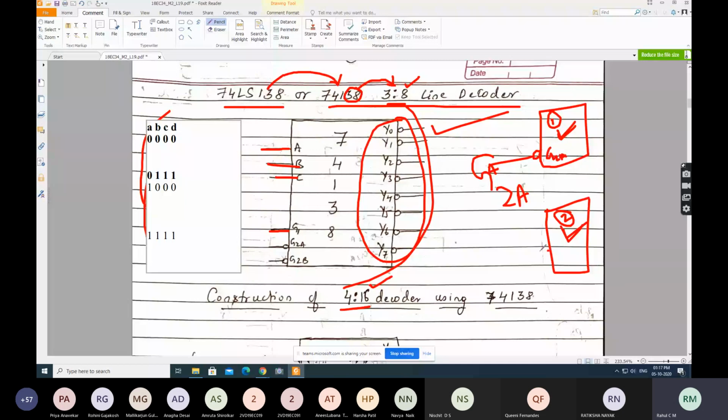Active high IC. Which is the active high select line? G1. So I'll take a scenario where there is no active high IC.